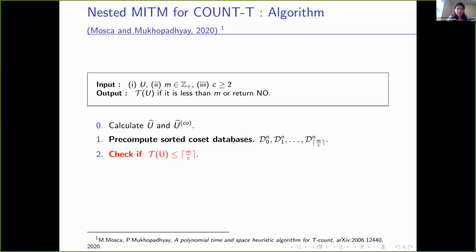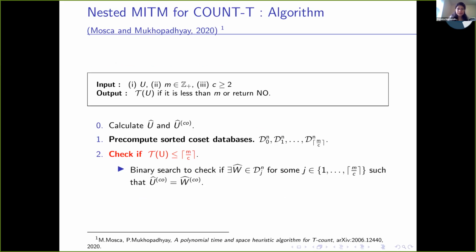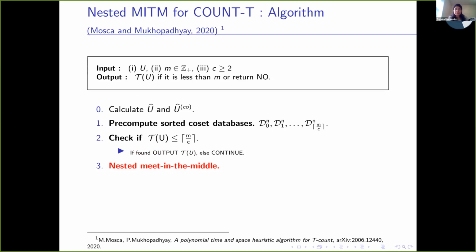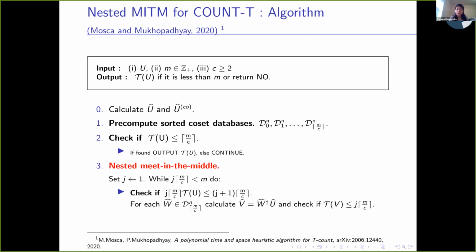Now we check if the Tcount is at most m by c. We can simply check the database, whether it has that label. We can do a binary search because it's ordered. If we find it, then we are fine. Else, we do a nested meet in the middle procedure. This is an iterative procedure where in each iteration, first we check whether the Tcount is twice m by c, then we check if it is thrice m by c, and so on. For example, to check whether it is twice m by c, we start with any unitary w which has Tcount m by c, which is already in the database. We calculate v, such that v hat is w dagger hat u hat, and we check if the Tcount of v is at most m by c from the database. If yes, then we say that the Tcount of u is Tcount of v plus m by c. Else, we again check if it is thrice m by c, and so on.